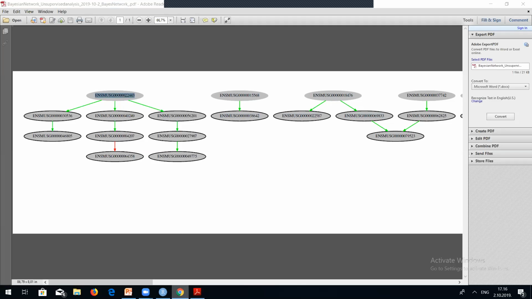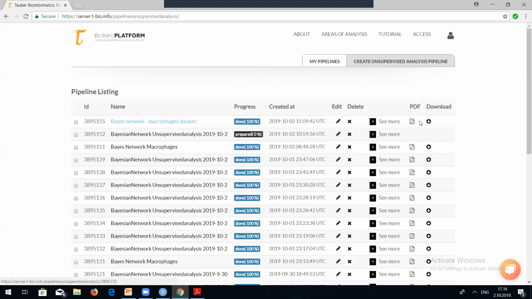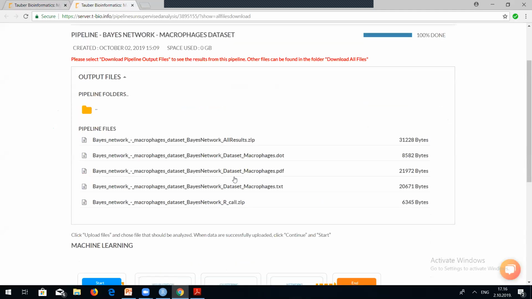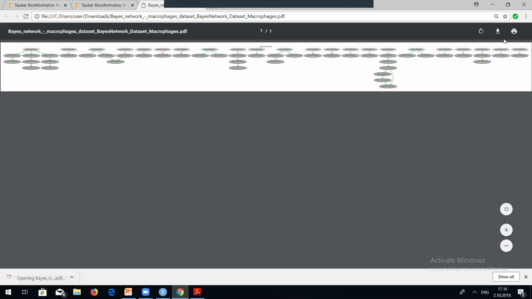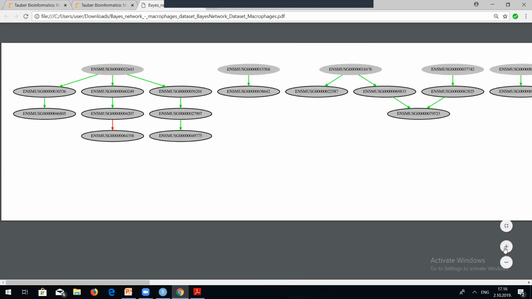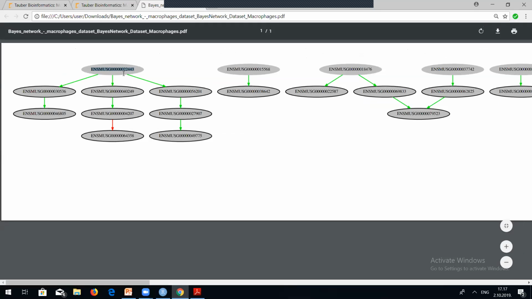Now first let's see if the pipeline is finished. You can see it's done 100%. So now you have all those files and you have a PDF file here. When you open it, it will download and you have the same thing that we were viewing right now, right? So how do I, as I said, identify what process this is?